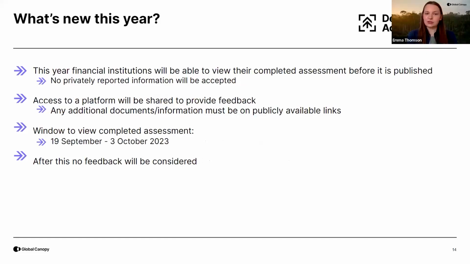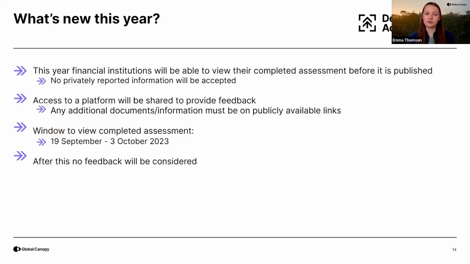This year, financial institutions will be able to view their completed assessment before it is made publicly available. So this does still mean that no privately reported information will be accepted, but you will be able to view your completed Deforestation Action Tracker assessment through a platform through which, if you do have any feedback to provide, you will be able to do that. And you can share additional documents or information as long as it's on a publicly available link and was available at the time of our assessment period.